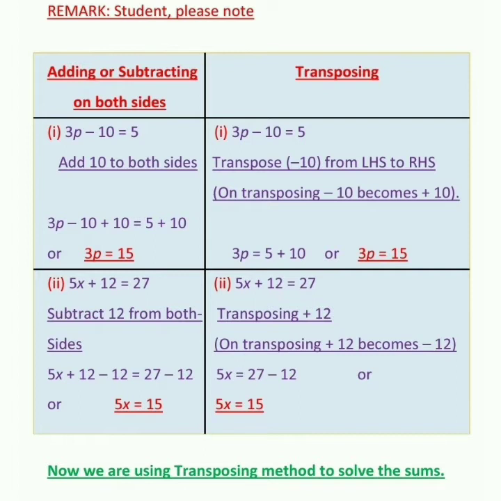Now second, 5x plus 12 is equal to 27. Now we have to solve this. Subtract 12 from both the sides. Therefore 5x plus 12 minus 12 is equal to 27 minus 12. So the final answer is 5x is equal to 15.